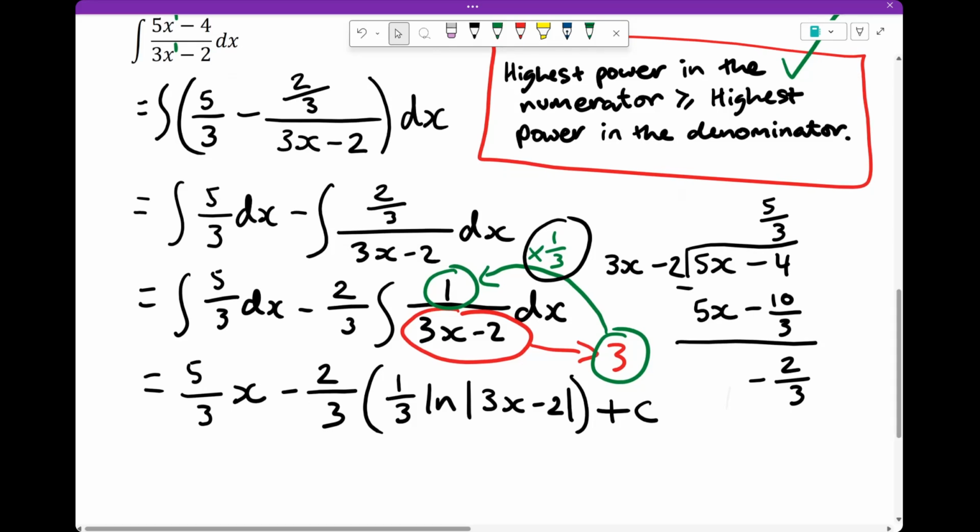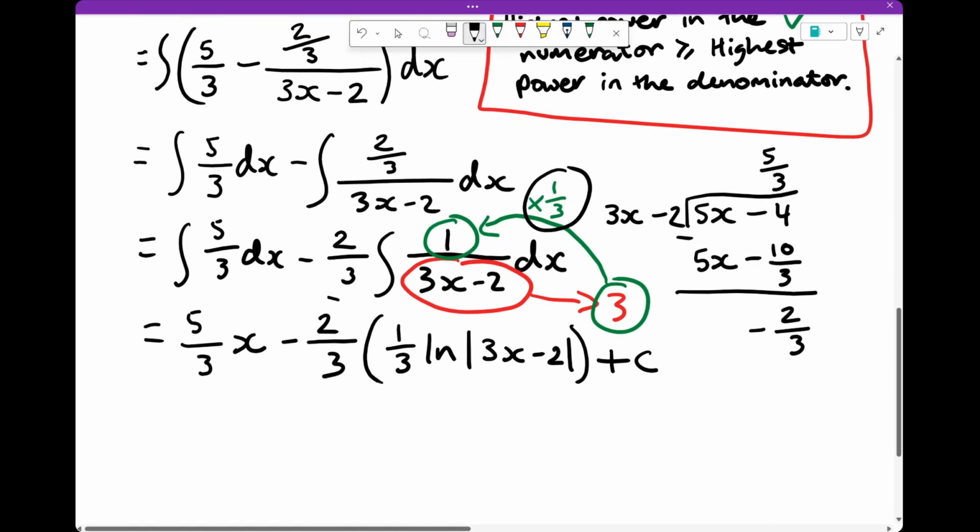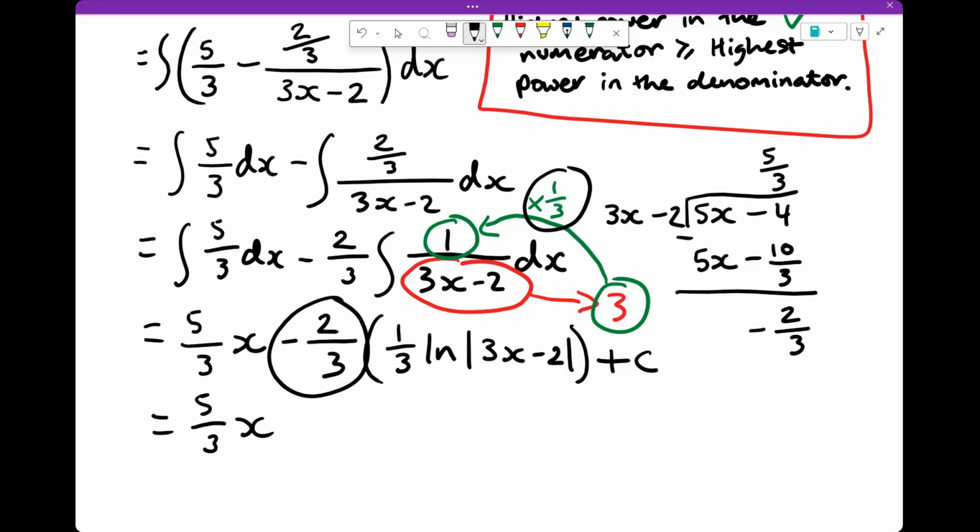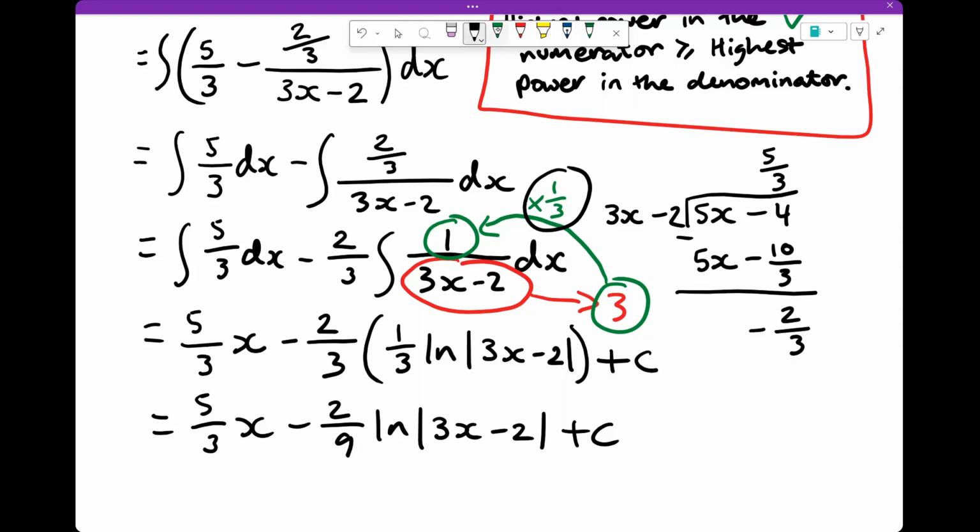But the last thing I'm going to do is just multiply by the negative 2 over 3. So I would get 5 over 3x. And then negative 2 over 3 times 1/3 would be negative 2/9 of the natural logarithm of the modulus of 3x subtract 2, and then plus c like that. And that would be the final answer to the initial integral.